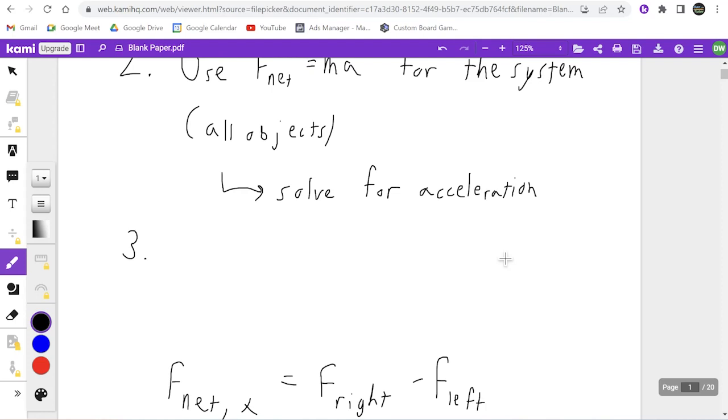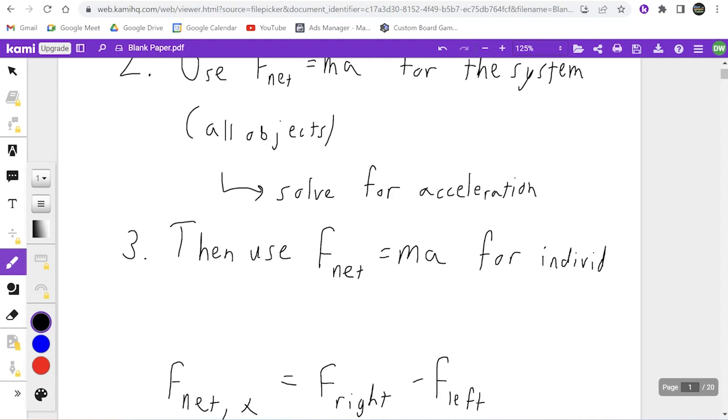And then the third step is we are then going to use F net equals ma for individual objects. Depending on what I want to solve for, maybe I'm looking at one object or another. But basically, first you look at the system, all of them together, then one object at a time. Any questions with that? That's good, thank you. Okay, excellent.